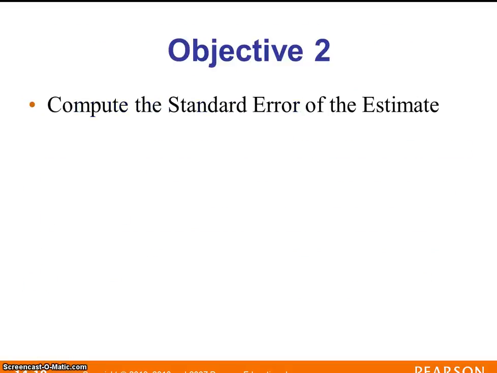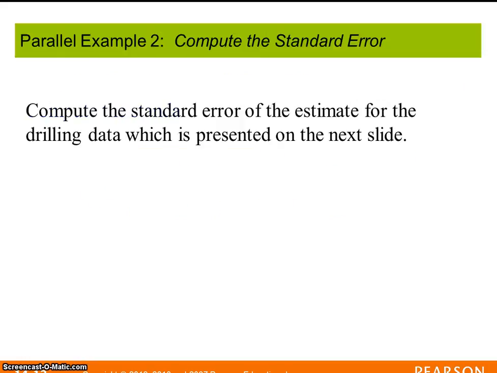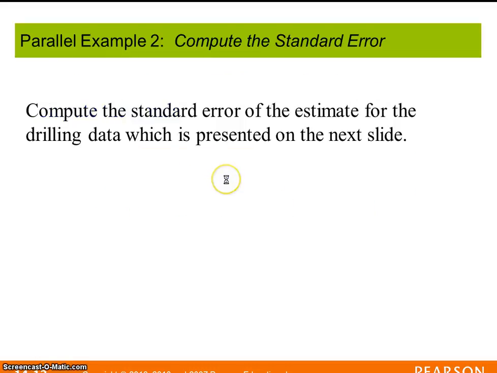So let's talk about how to compute the standard error of the estimate, S sub e, which is found using the formula given here. So this goes back to chapter 4 where we were talking about residuals. Remember that the residuals are the differences between the regression line and the actual height of the data points.